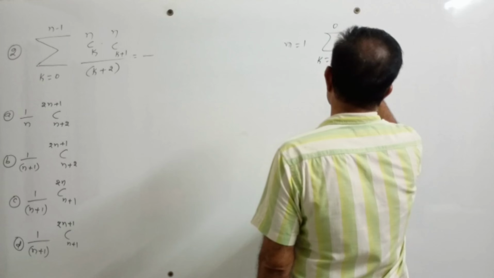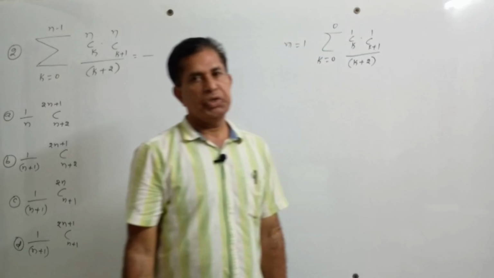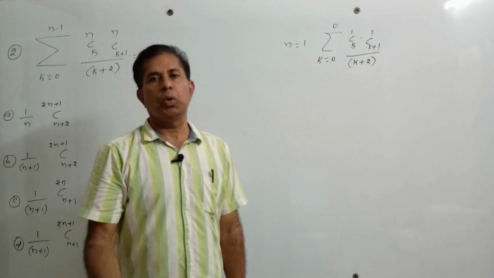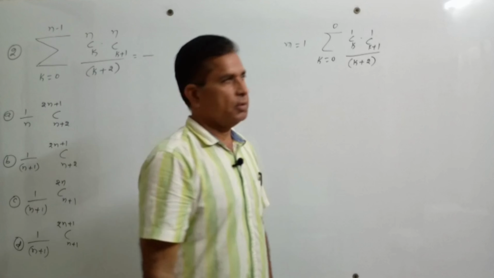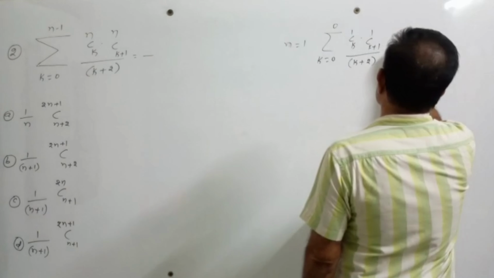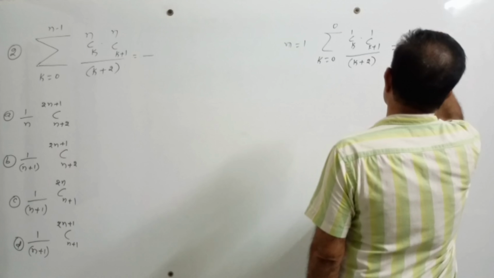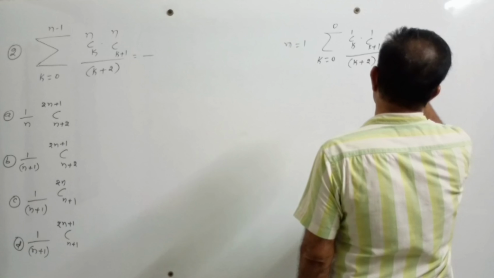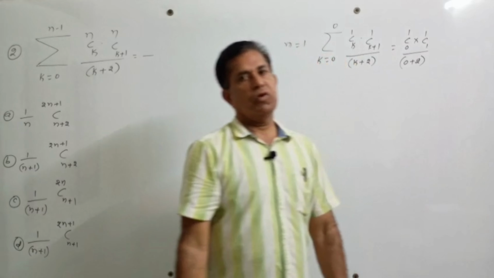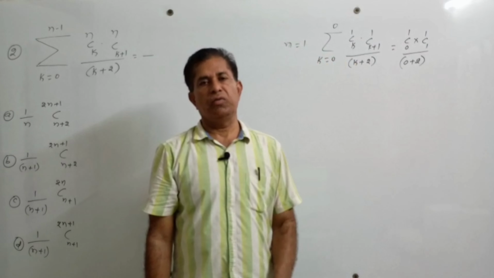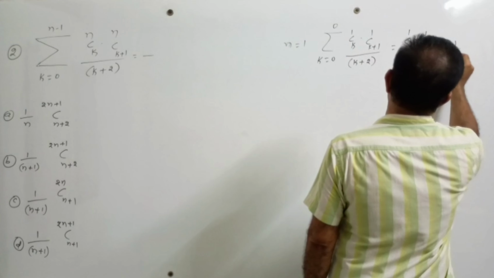Denominator is k plus 2. So summation is from k is equal to 0 to 0. That means we have to take only one term, k is equal to 0. So for k is equal to 0, numerator becomes 1C0 multiplied with 1C1, denominator 0 plus 2. 1C0 is 1, 1C1 is 1. So the value of the given summation is 1 by 2.